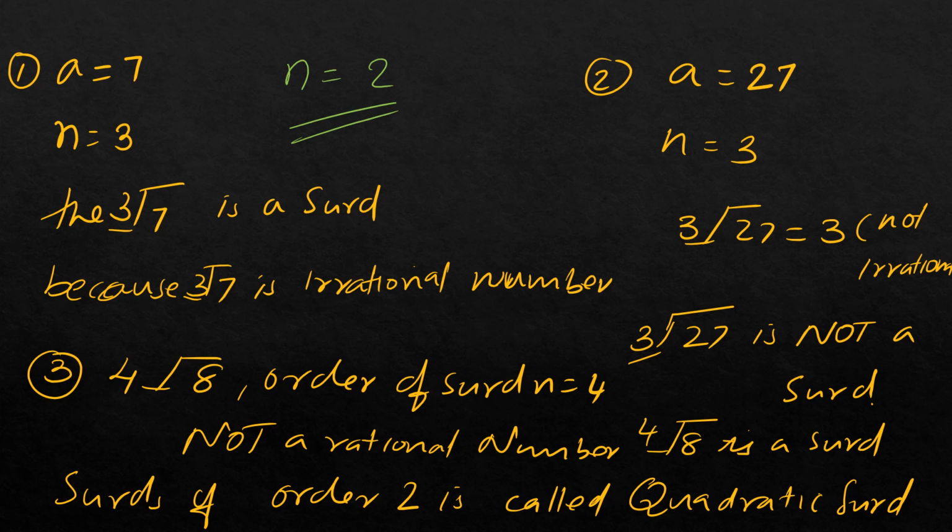A surd is an irrational root, and in this case cube root of 7 is a surd, root of 5 is a surd, root of 3 is a surd. Understood? This way you should understand the concept of surd. Let me move ahead. So that is what a surd is.